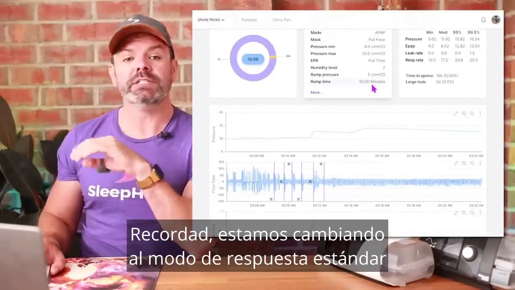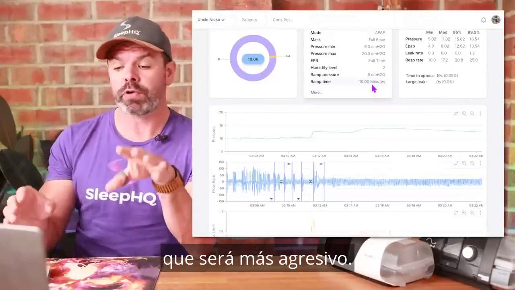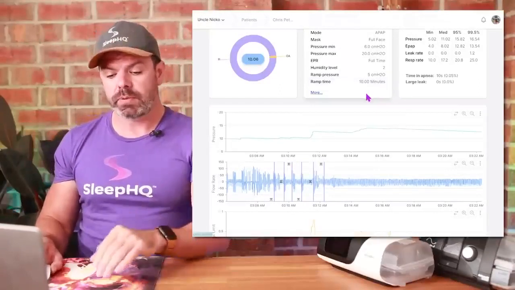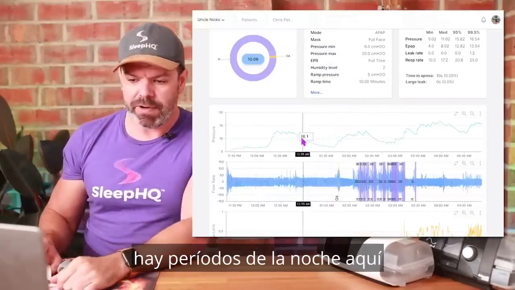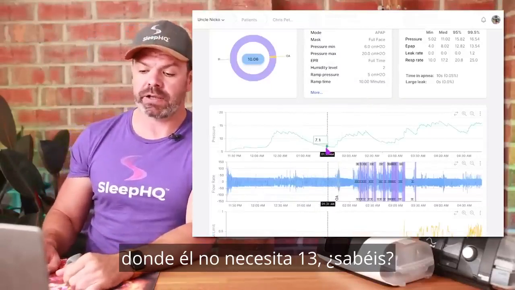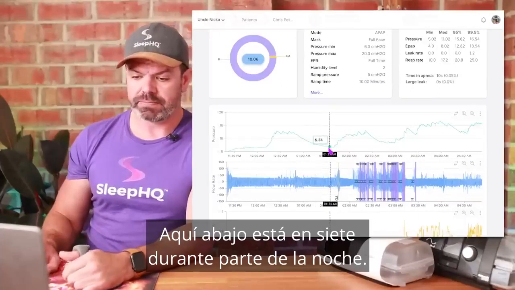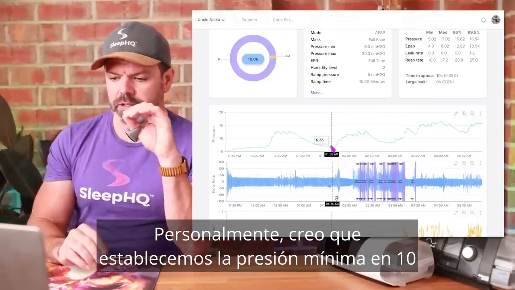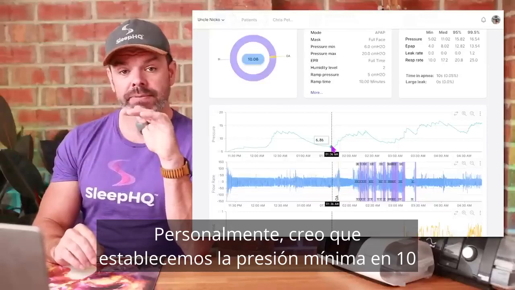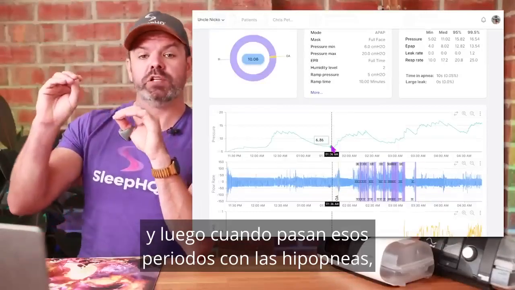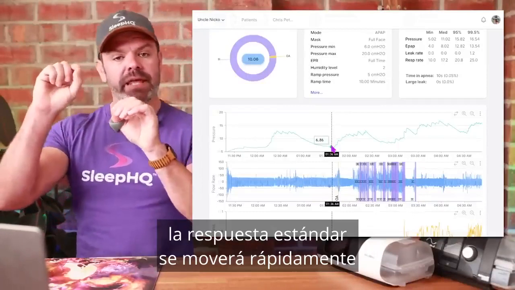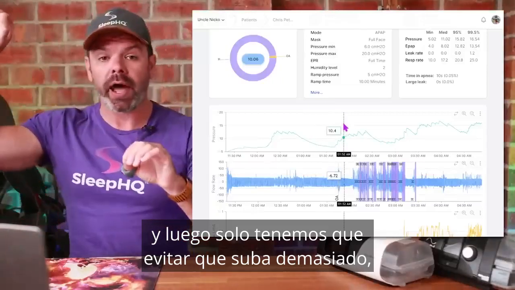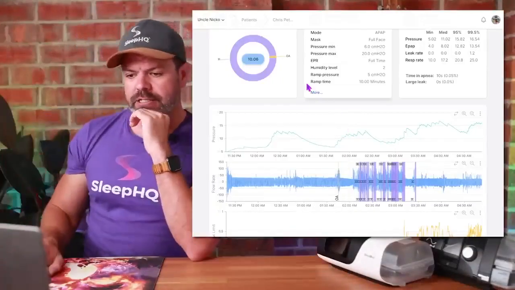Now remember, we are changing to the standard response mode, which will be more aggressive. It will move faster. So we probably don't need to be right up there at 13 to begin with, because if we zoom out, there are periods of the night where he doesn't need 13. Down here, he's at 7 for some of the night. So personally, I'm thinking we set the pressure min at 10, and then when those periods happen with the hypopneas, the standard response will move quickly to treat those hypopneas, and then we just need to stop it going too high, because that's what it does. It goes too high.